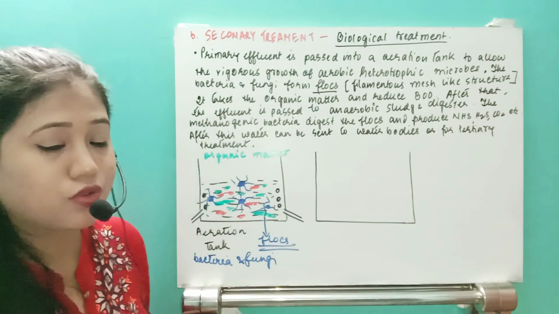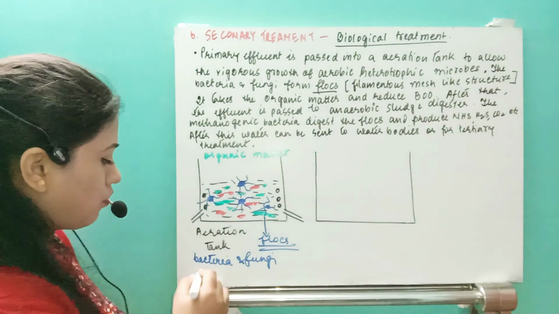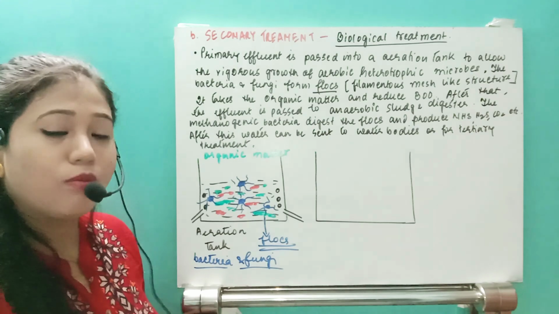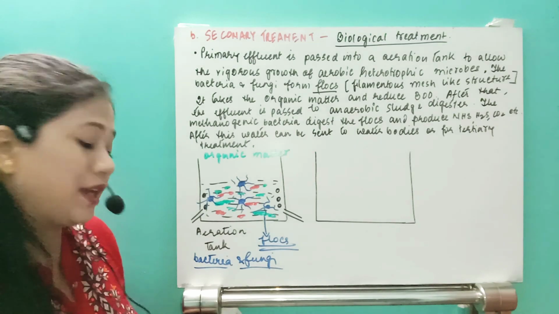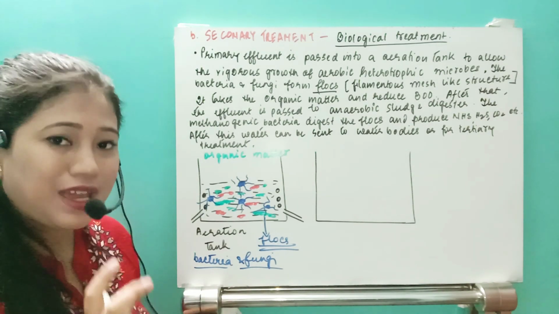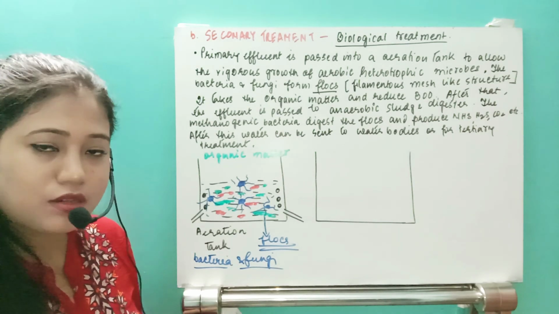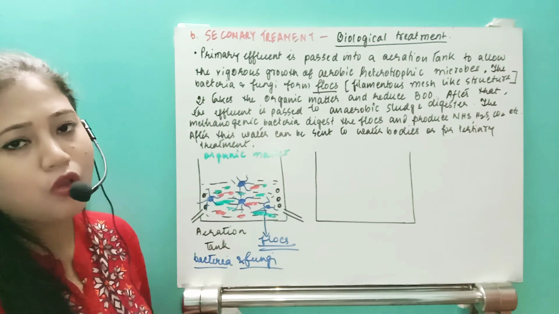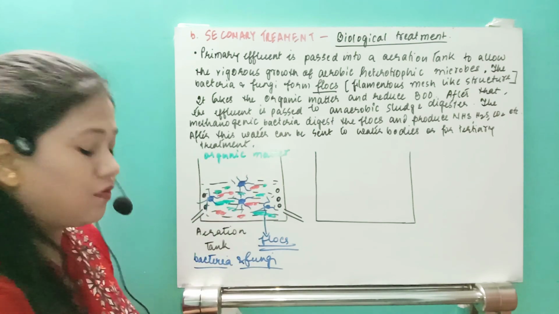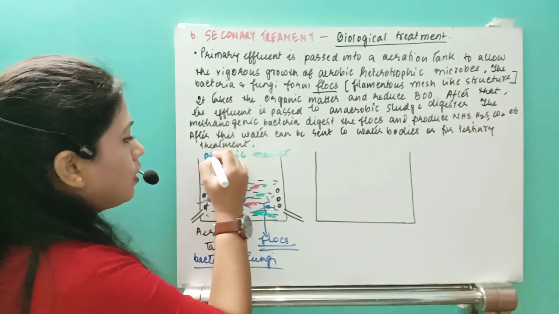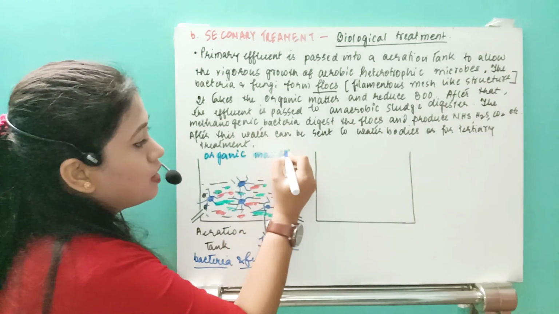What is a floc? It will also come in your exam. Actually, it is nothing but the mesh-like filamentous structure formed by heterotrophic aerobic bacteria and the fungi. So this flock will start to take the organic matter, because bacteria and the fungi will take the organic matter, the glucose, cellulose, starch present in this tank. So gradually this organic matter will start to decrease.